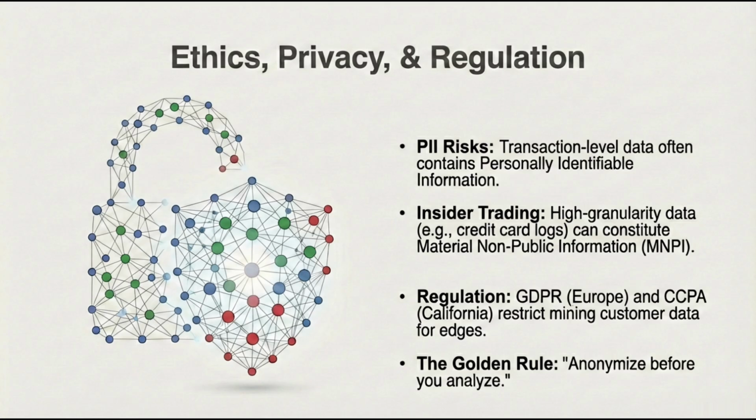Anonymize before you analyze. That principle is easy to remember and very important. In network science, more detail is often analytically powerful, but more detail also increases ethical and legal risk. So a responsible analyst must balance insight with compliance and privacy protection.